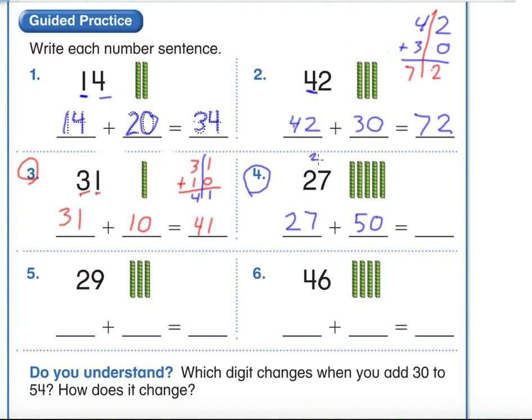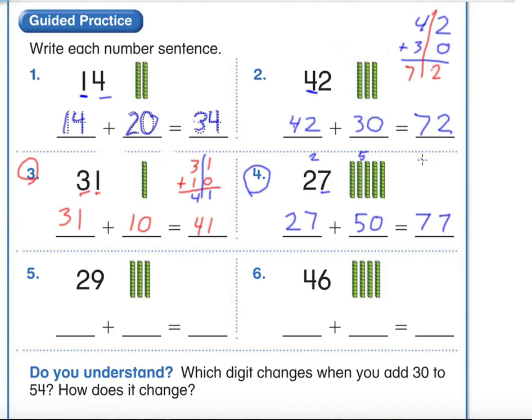Or we could say, how many tens does this have? This has 2 tens. This has 5 tens. 2 sets of 10 and 5 sets of 10 makes 7 sets of 10. And then we just have a 7 in the ones place, so it still makes 77.